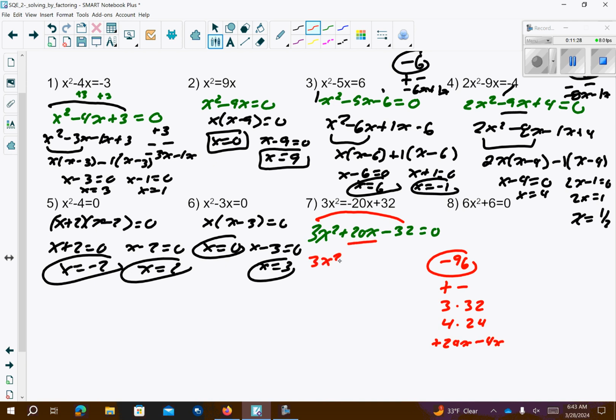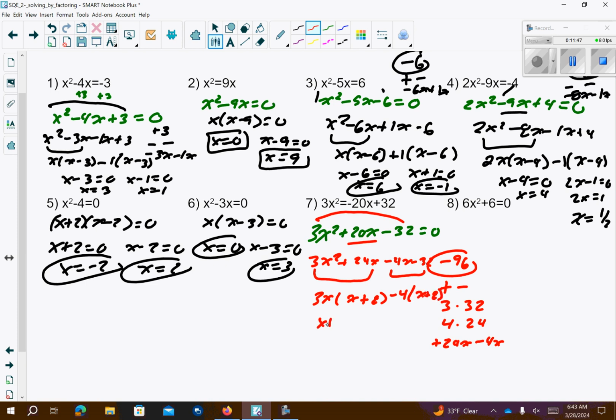So I need a positive 24x and a negative 4x, and I'll replace that there. So I got 3x squared plus 24x minus 4x minus 32. Let's factor a 3x out of both of those. So that's going to give me x plus 8. Factor a negative 4 out of both of those. Remember, middle sign comes down.